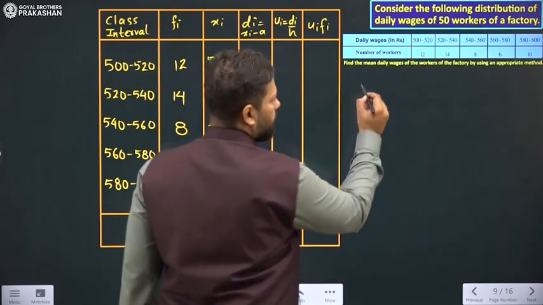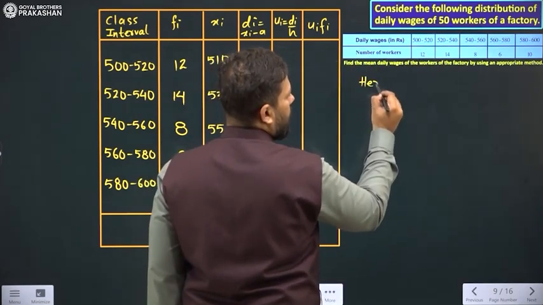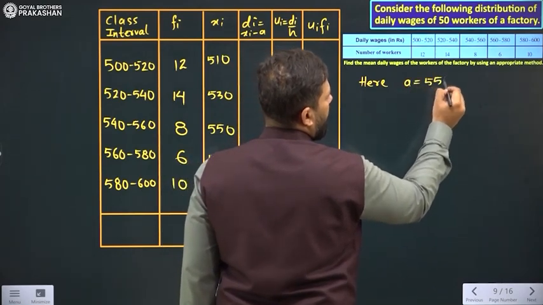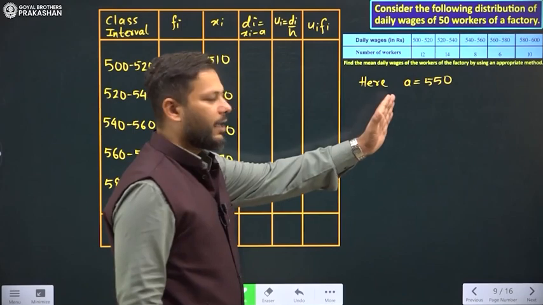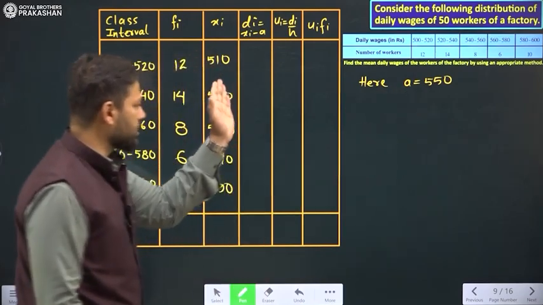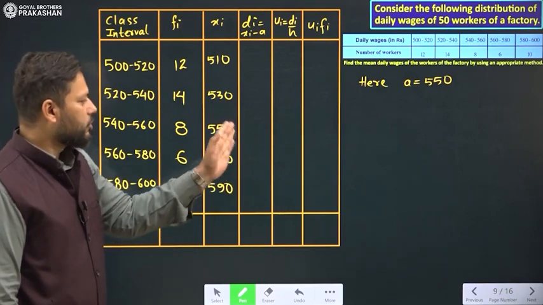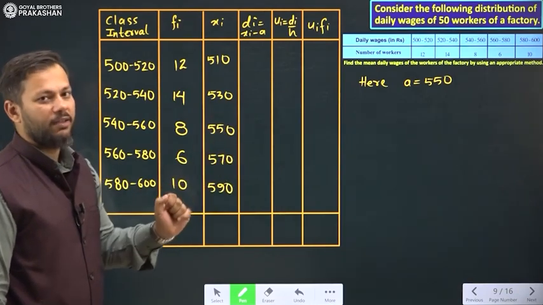So let us write here, A is equal to 550. Are you clear? A is the assumed mean, which happens to be the central value in this xi, so that the difference becomes easier. So we are taking A over here as 550.